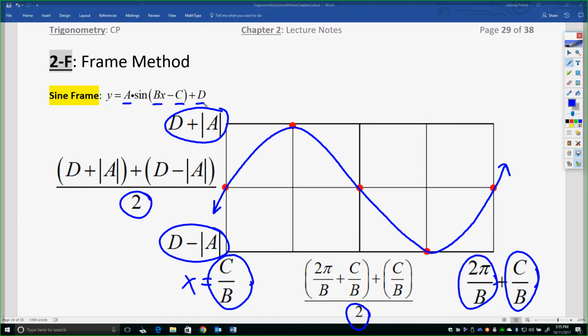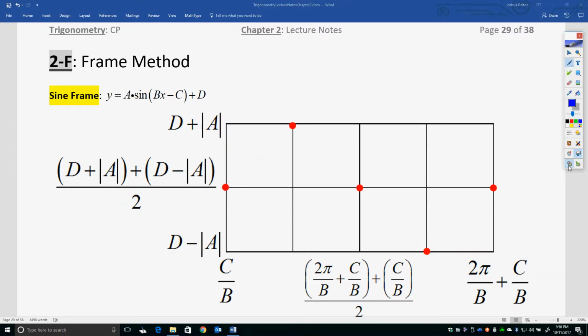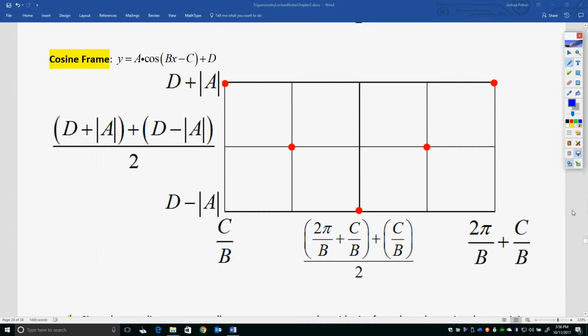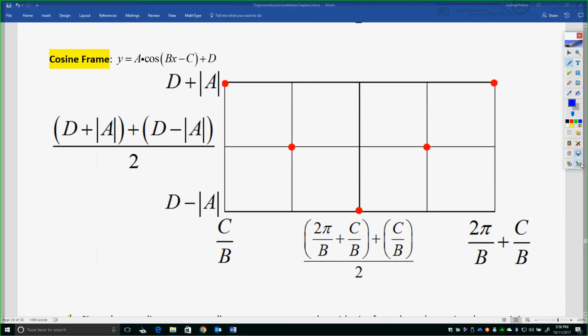which may or may not be there. A and b are 1 by default, and c and d are 0 by default if they're not specified. And the same is true for cosine. The only difference is the default points are different as far as their locations, because cosine essentially always looks like this.